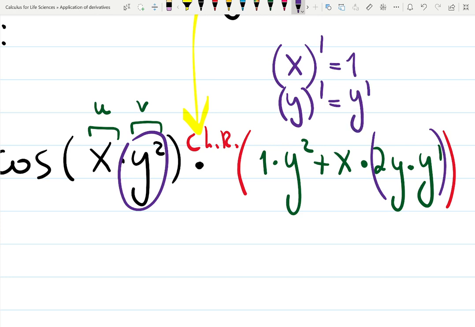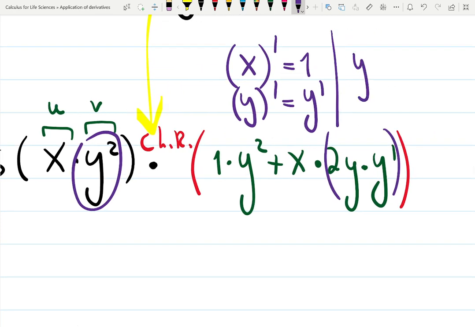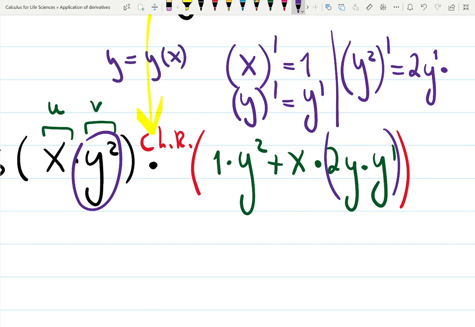I was trying to understand why 2y times y prime. That is because of the chain rule. Y squared, 2 goes down, y, change the exponent to 1, times the chain rule. Chain rule says y depends on x. So the derivative of the function inside is going to be the derivative of y, which we don't know what it is. That's why we're doing implicit differentiation in the first place. So it's 2y times y prime. Make sense?